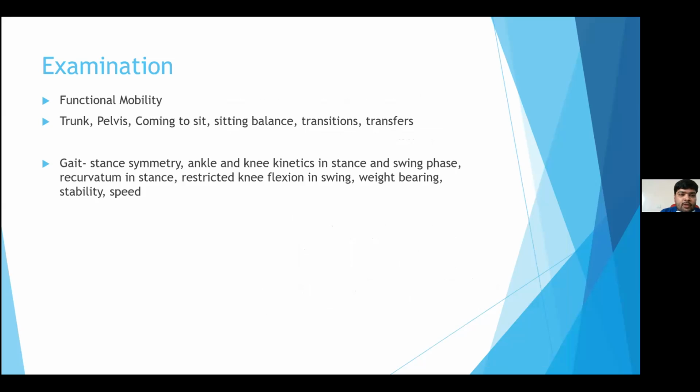And also look at their functional mobility in stroke. How are they able to sit? First thing when we see a stroke patient, we make them sit and see how they're doing. Of course, if they're collapsing, then they need support. Please make sure they don't hurt themselves. But see what is the sitting balance like.